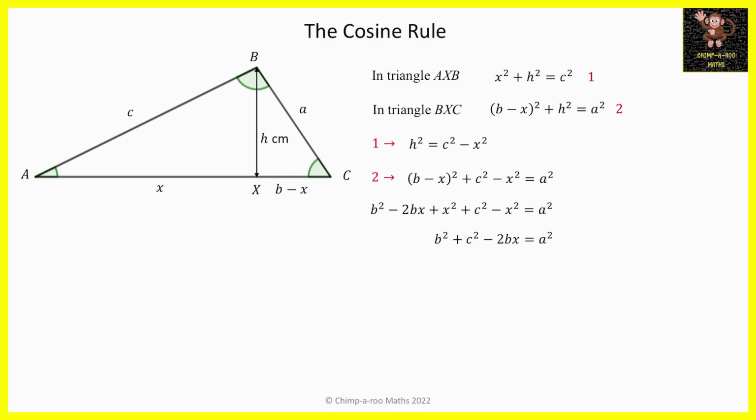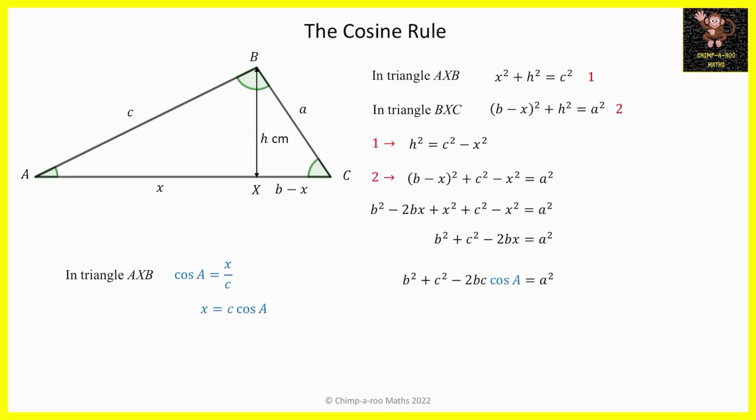Go back to triangle AXB, and we see that x and c, x being the adjacent and c being the hypotenuse of that right angle triangle, we can see that cos A is equal to x divided by c. Rearranging that, we get x equals c cos A. And if we replace that in our formula, we get a squared is equal to b squared plus c squared minus 2bc cos A. And that is the cosine rule.